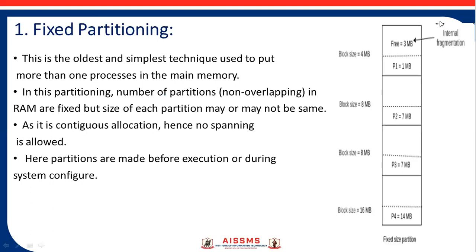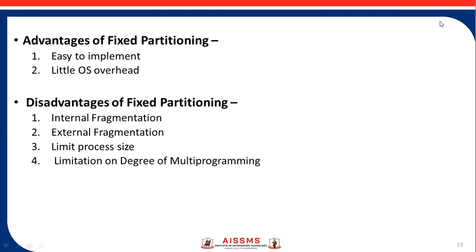So first one is fixed partitioning. This is the oldest and simplest technique used to put more than one process in the main memory. In this partitioning, the number of non-overlapping partitions in RAM is fixed, but the size of each partition may or may not be the same. As it is contiguous allocation, no spanning is allowed. Here, partitions are made before execution or during system configuration. This is the diagram of fixed partitioning. Then these are the advantages. The advantage of fixed partitioning is that it is easy to implement with little OS overhead. The disadvantages are internal fragmentation, external fragmentation, limit on process size, limitation of degree of multiprogramming, etc.